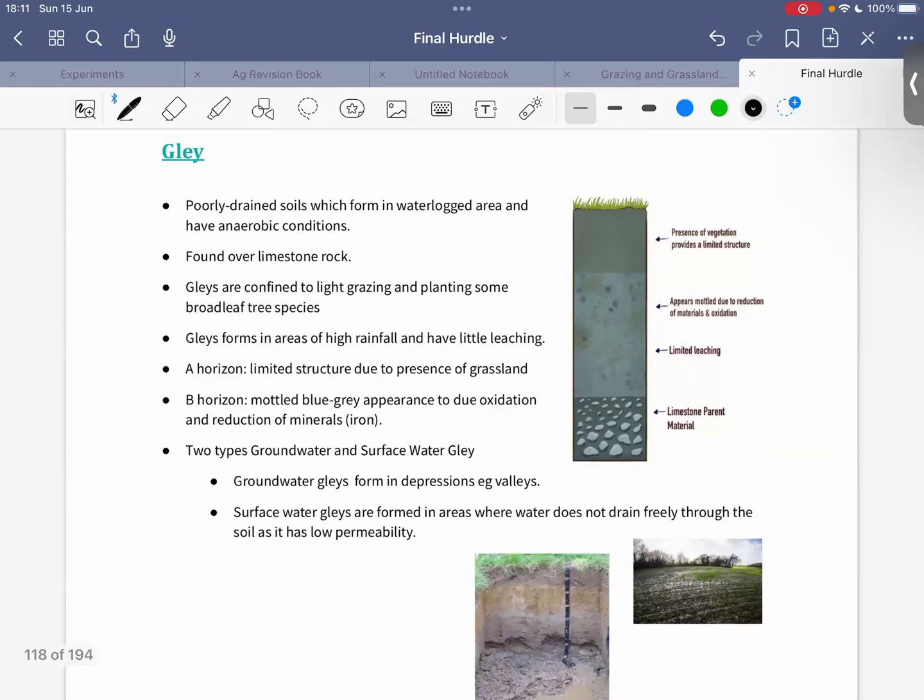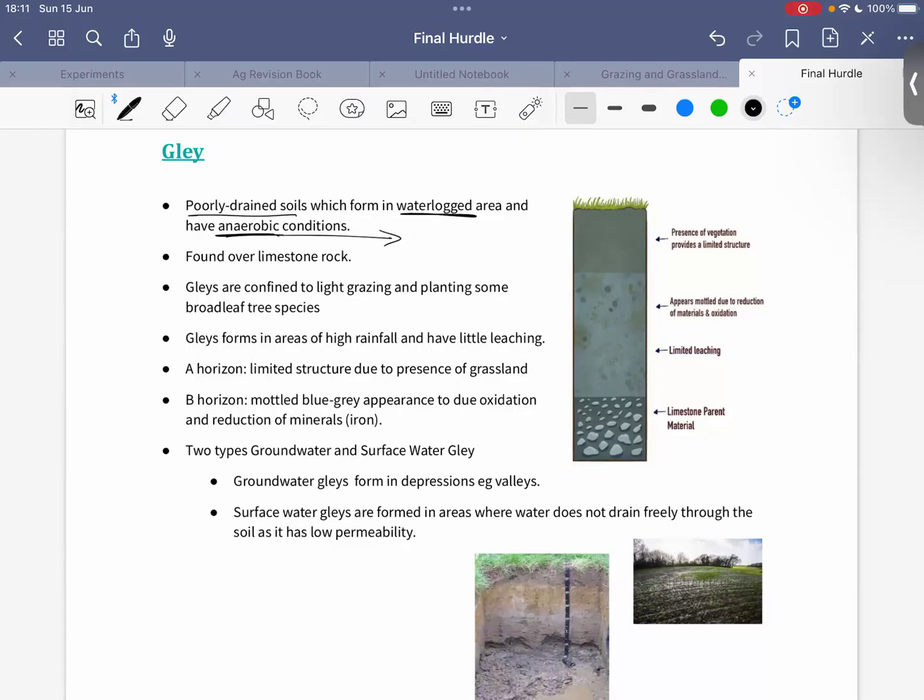Onto our gley soils. Our gley soils are going to be poorly drained soils found in waterlogged areas, and they have anaerobic conditions. Can anyone tell me what the word anaerobic means? We were talking about it with the fermentation of our silage yesterday.